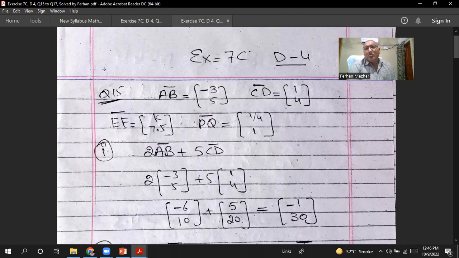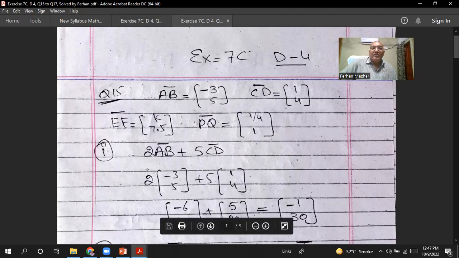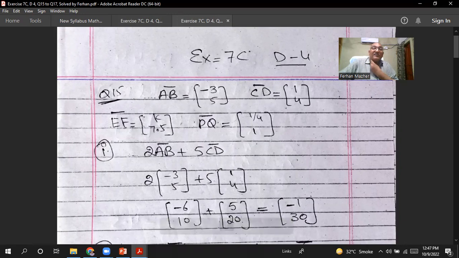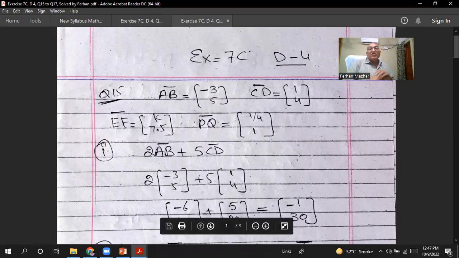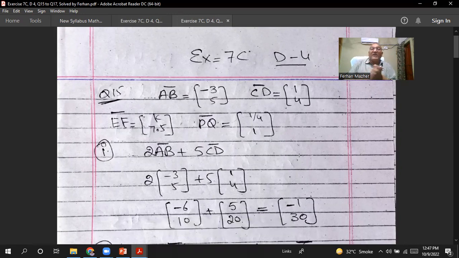So you will have 2 times the column vector minus 3, 5, and the CD column vector is 1, 4. When this 2 multiplies with both of them, it will become minus 6, and downstairs you will have 10. And when this 5 multiplies with this, it will be 5 and 20. So the x will be added to the x. It's minus 6 plus 5, that will be minus 1. 10 plus 20, that will be 30. So this is the answer of the A part.